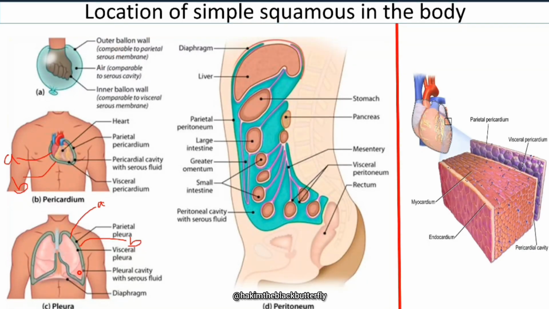Hope that is clear. This is another image just to show you a closer look of the pericardial layers. You have the visceral close to the wall of the heart. Then we have the parietal close to the chest wall. All these are made up of simple squamous epithelial cells that are modified to produce fluid in the serous cavities.